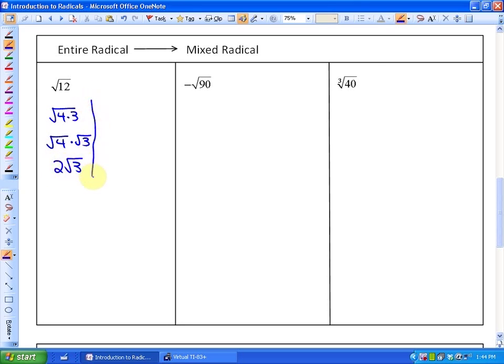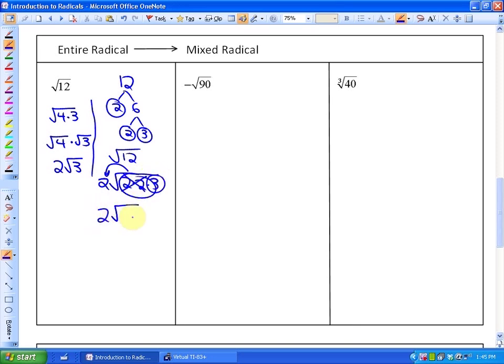For those of us who aren't good at finding our perfect squares, what we can also do is a factor tree with the number that's in the radicand. 12 is 2 times 6, which is 2 times 3, so we can see that square root 12 is the same as square root of 2 times 2 times 3, and these twins, because your index is 2, can come out as a single 2, so it would be 2 square root of 3. So either way you look at it, that's what you get.